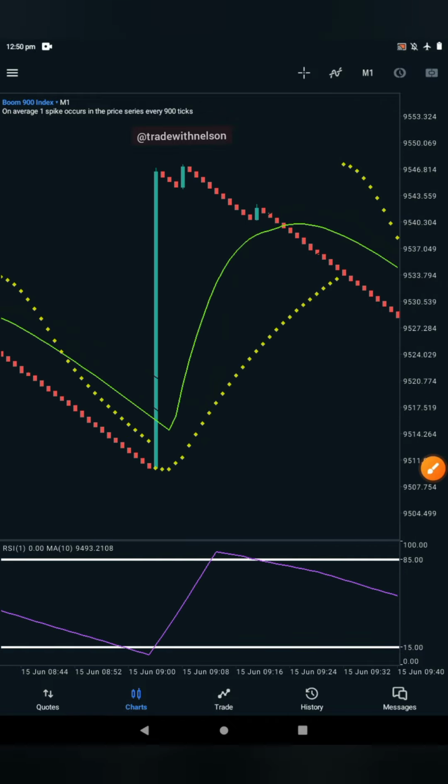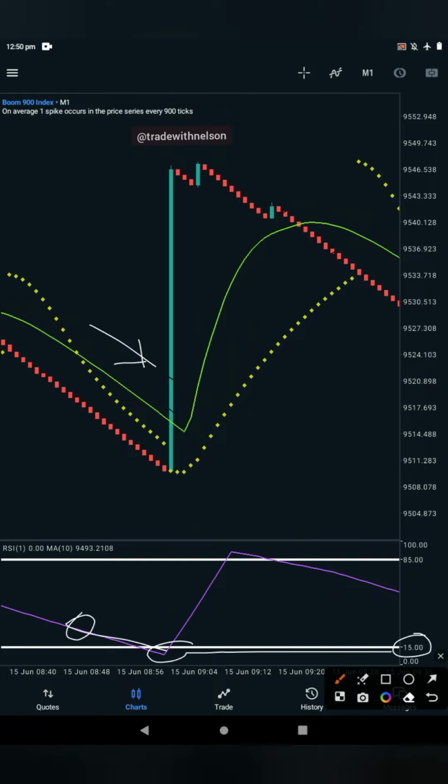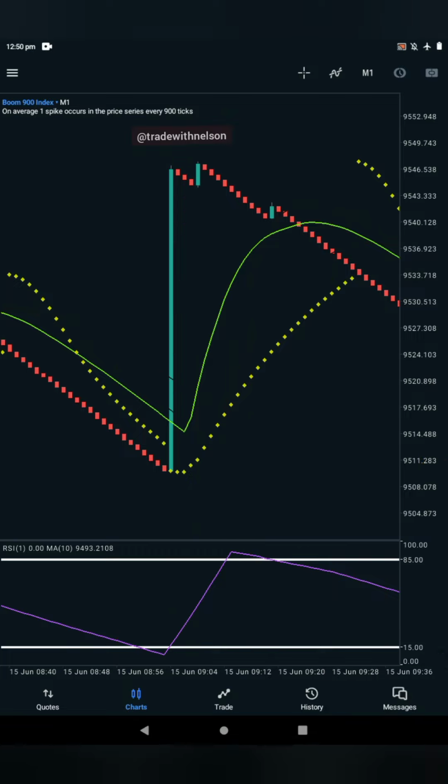Now let's take one example in the Boom and Crash 900 before I show you settings to the indicator. What we look for in the 1000 is also what we look for in the 900. It is the same procedure over and over again. So you see a sell to the downside that pushes this moving average into the 15 level. You want to have a spike to the upside. This spike must push this moving average into the 85 level. You can see the long spike enters into the 85 level.